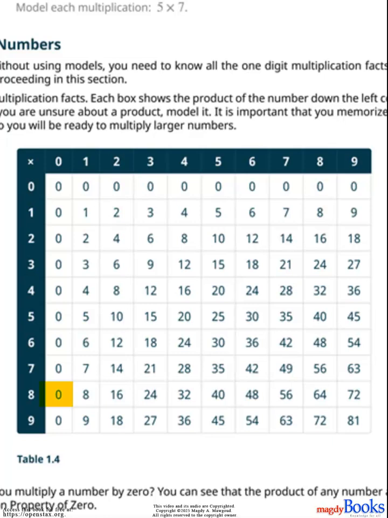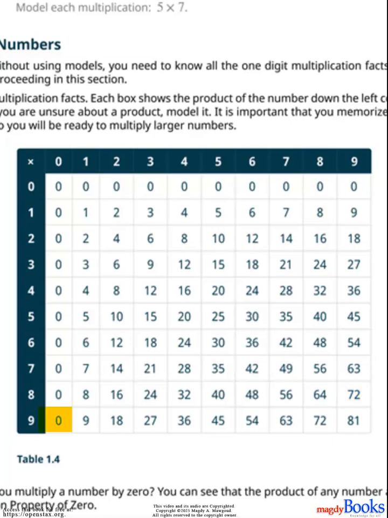8 times 0 is 0. 8 times 1 is 8. 8 times 2 is 16. 8 times 3 is 24. 8 times 4 is 32. 8 times 5 is 40. 8 times 6 is 48. 8 times 7 is 56. 8 times 8 is 64. 8 times 9 is 72.